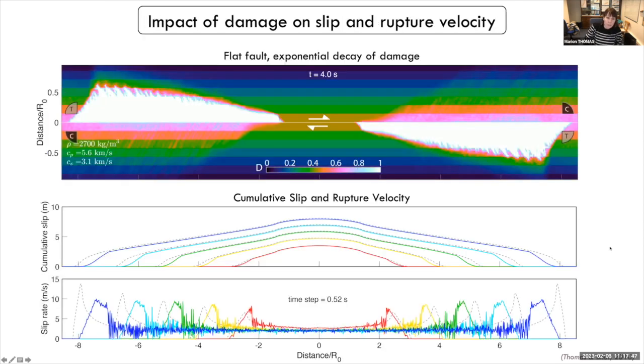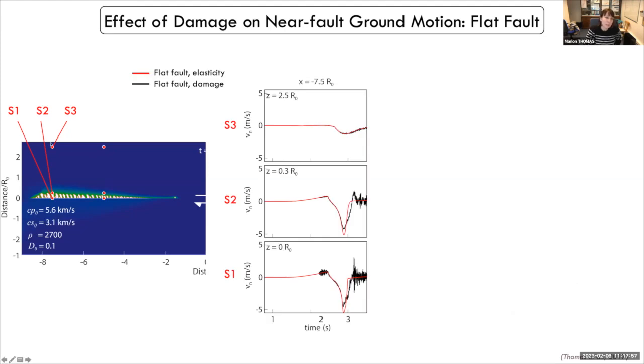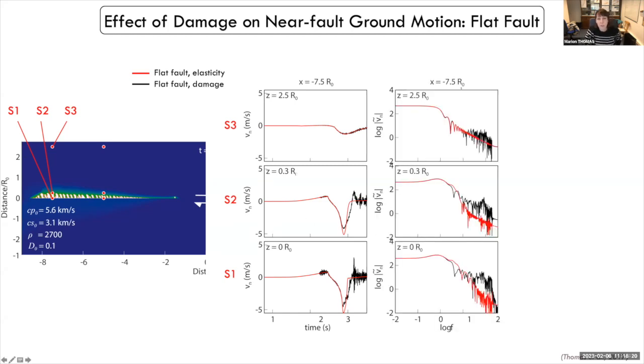All right, and I was talking about these wiggles and the high frequency content. If we are plotting a synthetic seismogram, that's what I'm going to do here, I have three stations, one which is right on the fault, one in the damage zone, and one a bit away from the fault. Here it's the slip velocity. I'm comparing a purely elastic case in red and a simulation with damage. And if I'm analyzing the Fourier spectra of those seismograms, you can see that I have a high frequency content purely related to damage, even at some station a bit far away from the fault.